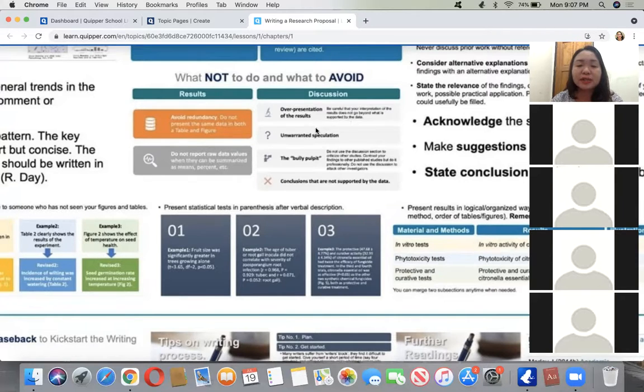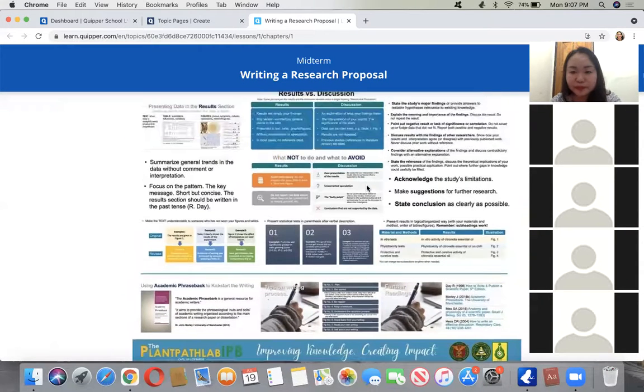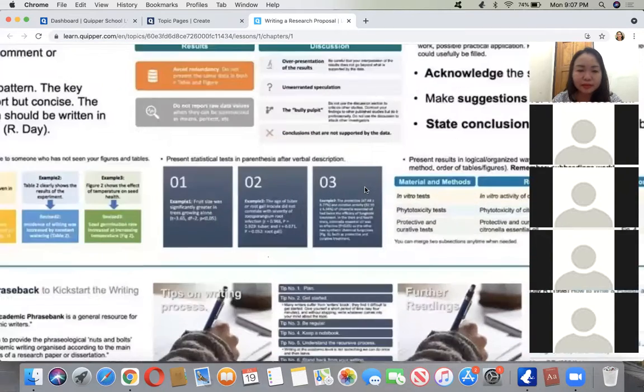In the discussion, over-presentation of the results should be avoided, as well as unwarranted speculation, where you just make things up without any basis, and conclusions that are not supported by the data, just concluding carelessly. So acknowledge the study's limitations, make suggestions for further research, and state the conclusion as clearly as possible. These are just too small, is it still clear?